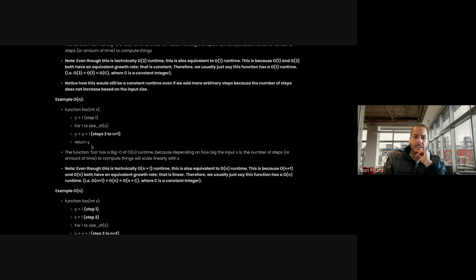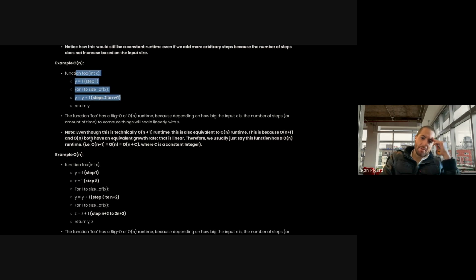If we jump down a little bit, big O of n has 1 for loop in it. So if you have 1 for loop of size x, then whatever x is basically your linear time to solve, because you're just going to go through it x number of times. So that's a big O of n.